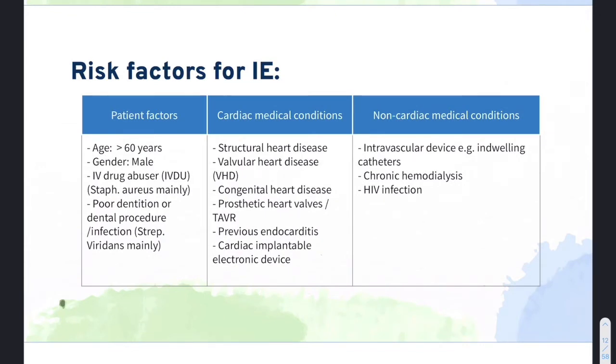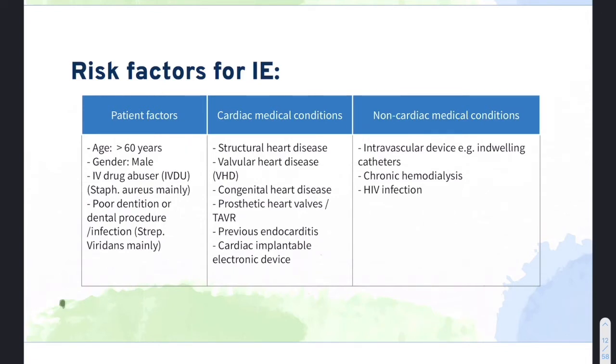And then we have medical conditions. I like to divide them into cardiac medical conditions and non-cardiac medical conditions. It's a risk factor to have a structural heart disease, valvular heart disease, such as rheumatic heart disease, aortic stenosis, degenerative valvular disease, congenital heart disease, prosthetic heart valve, previous endocarditis, cardiac implantable electronic device.